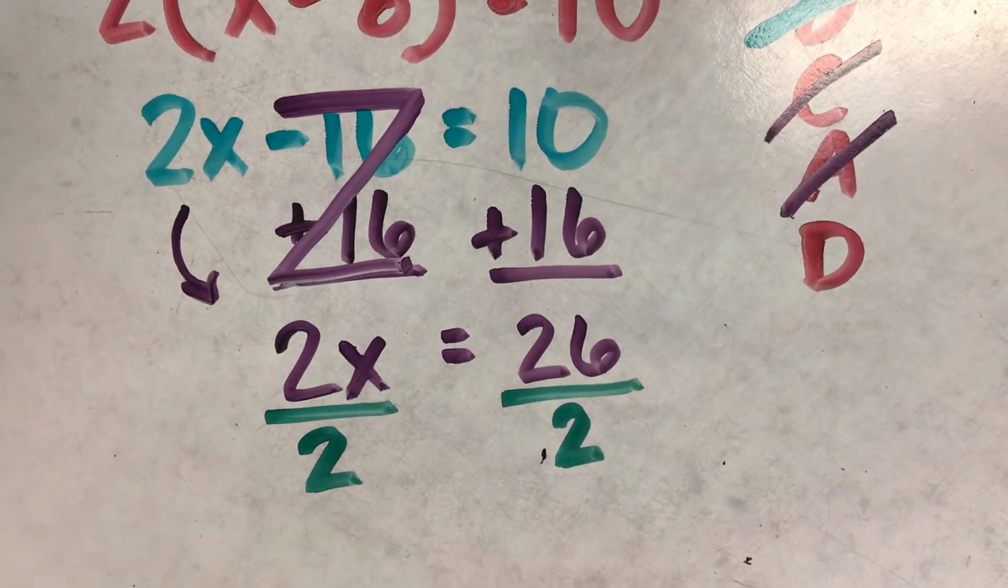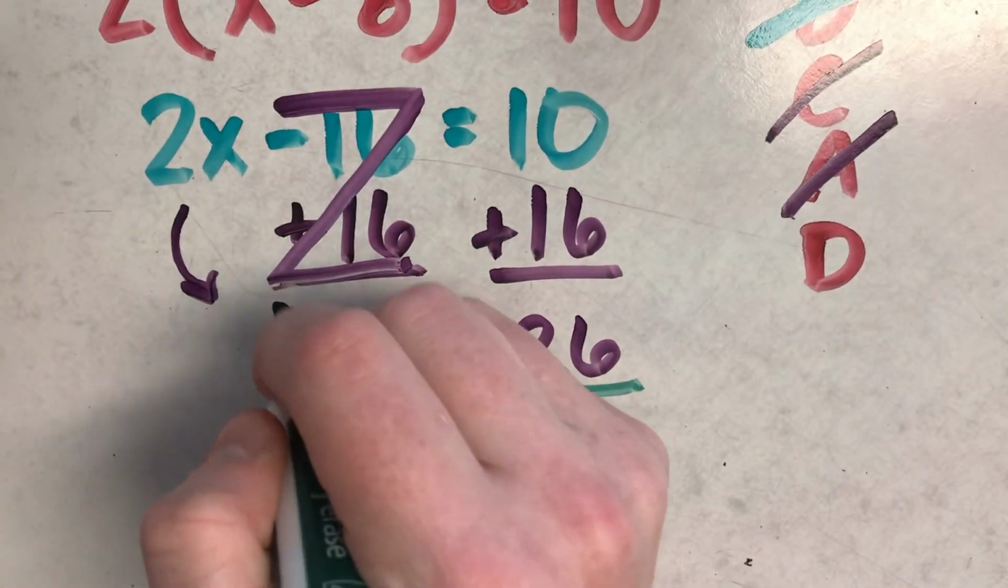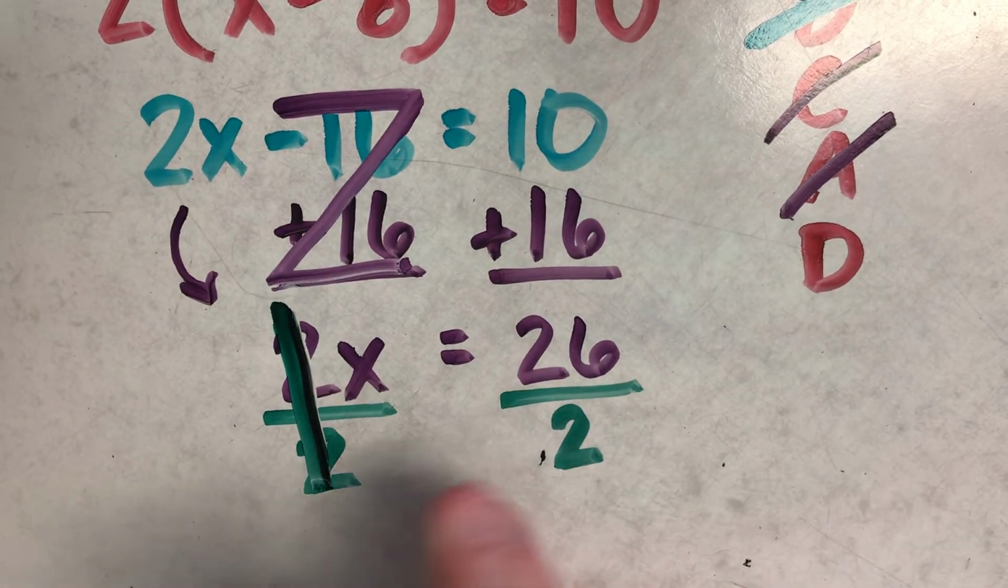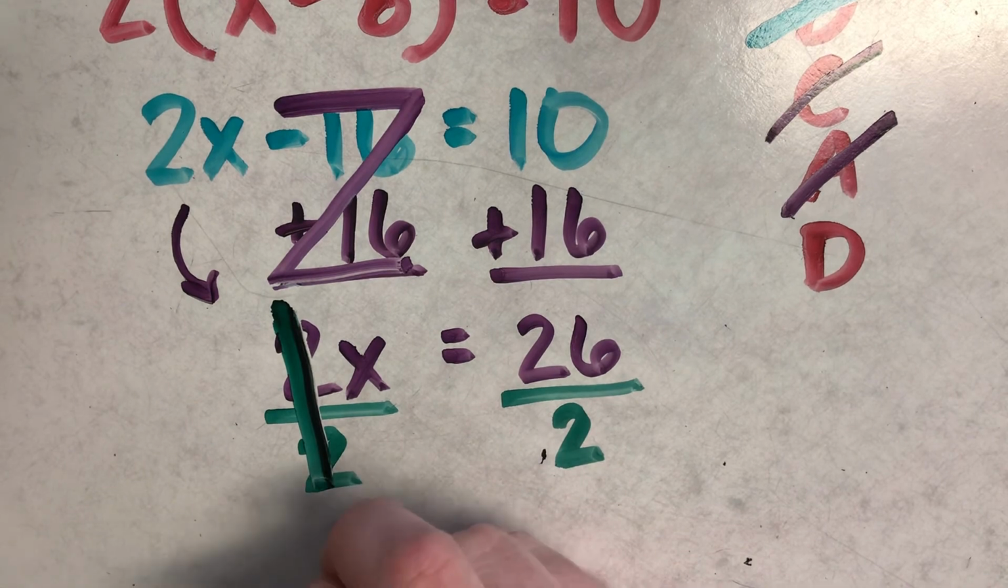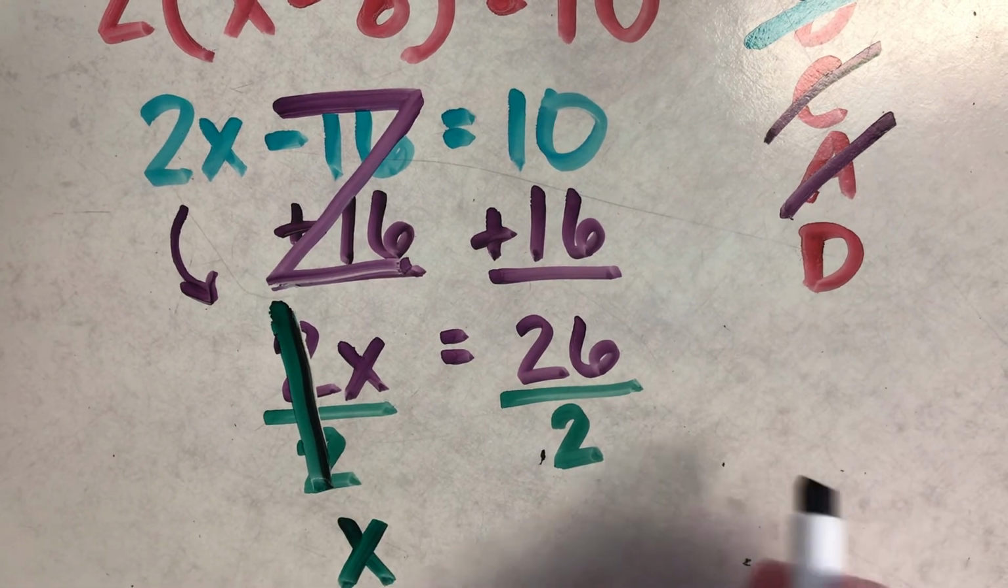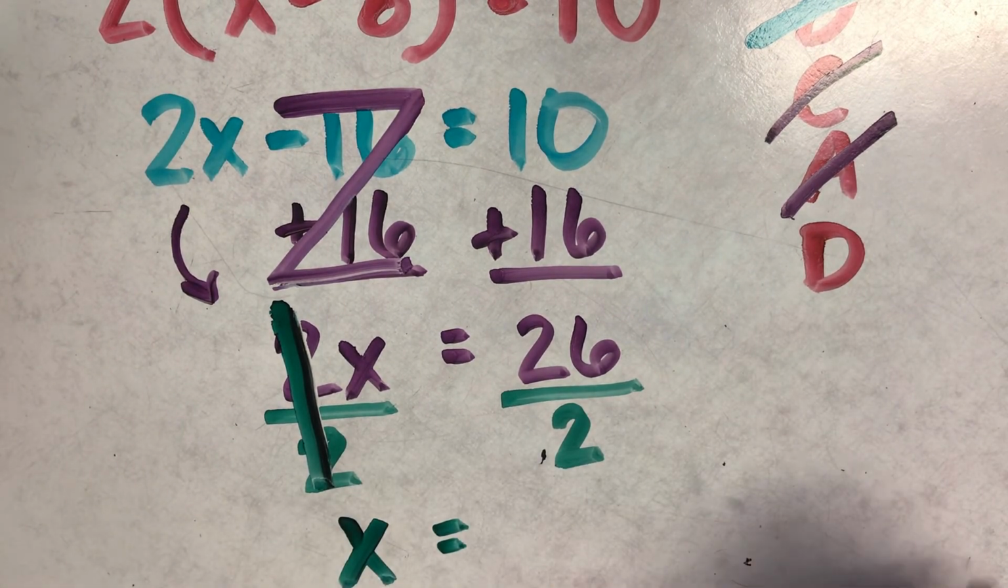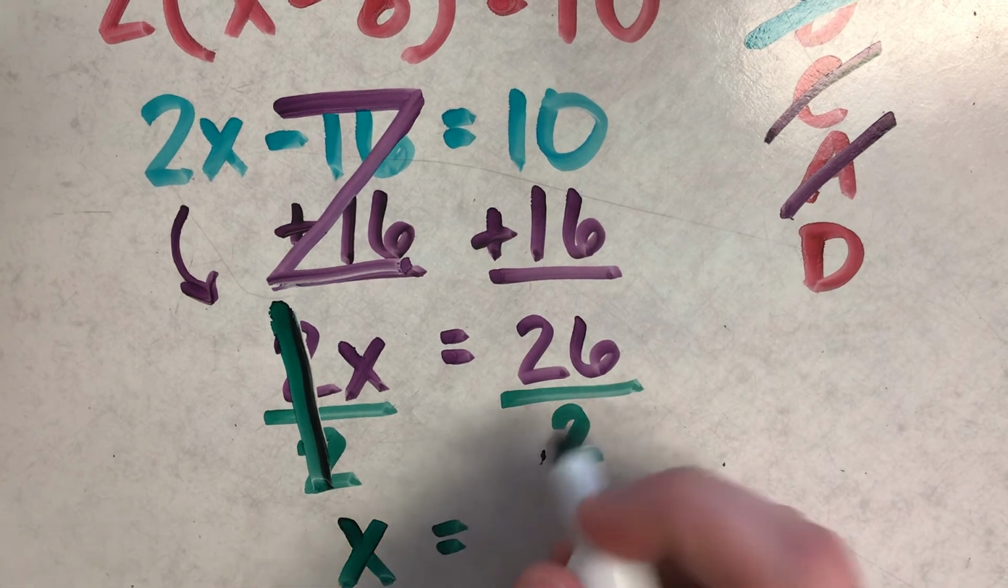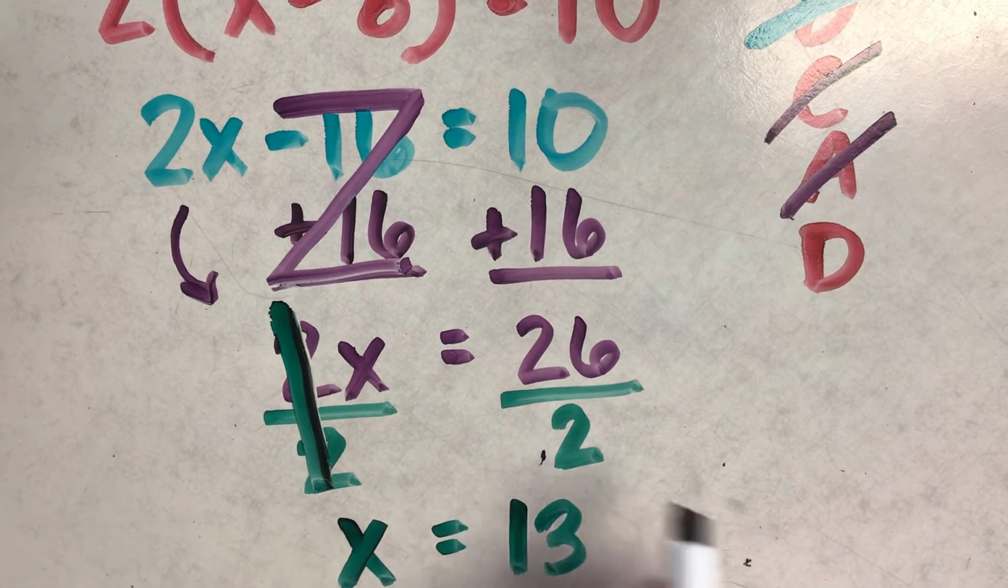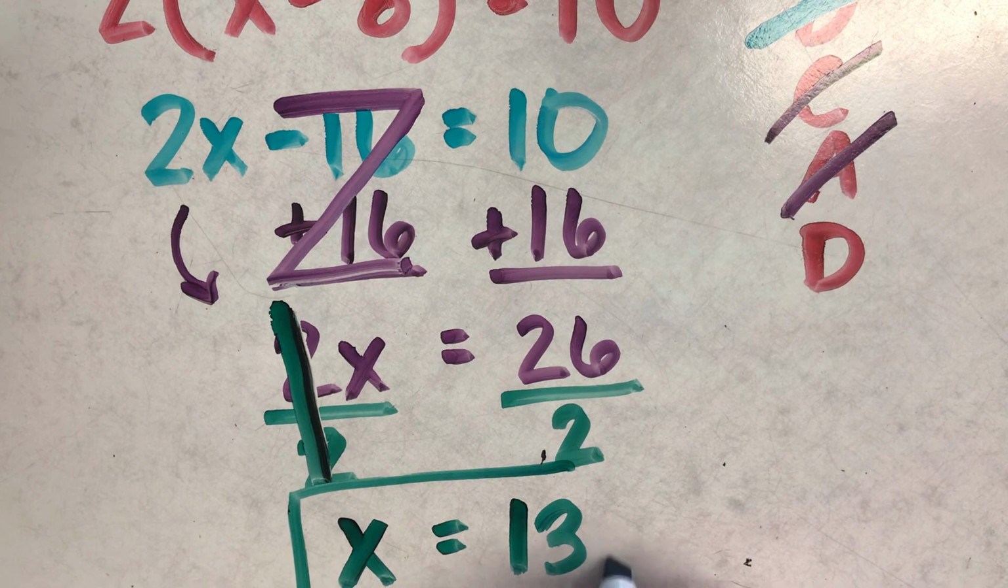So 2 divided by 2 gives me 1. And I don't have to write 1x. Just writing x is totally fine. Equals 26 divided by 2 gives me 13. And I'm done. That is my final solution.